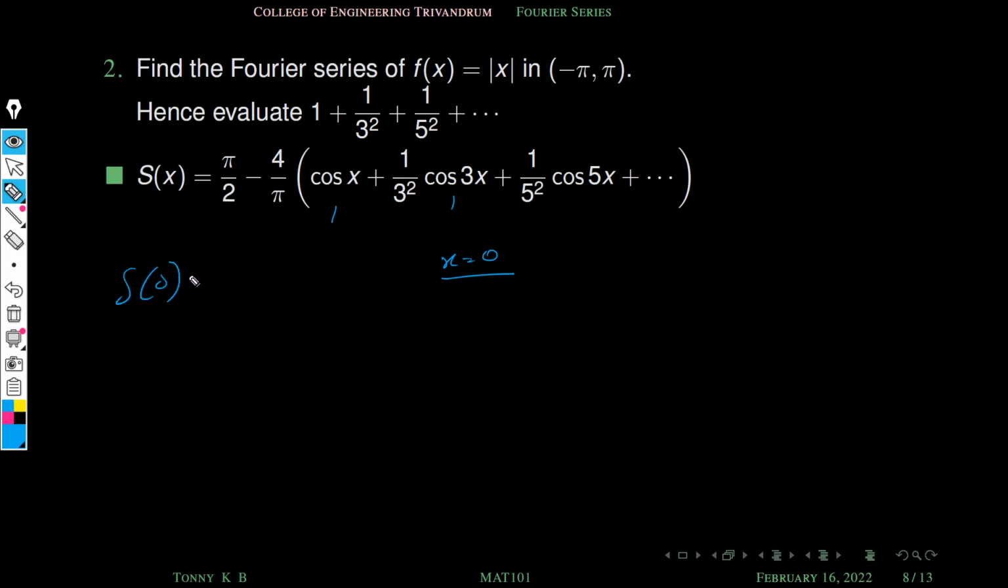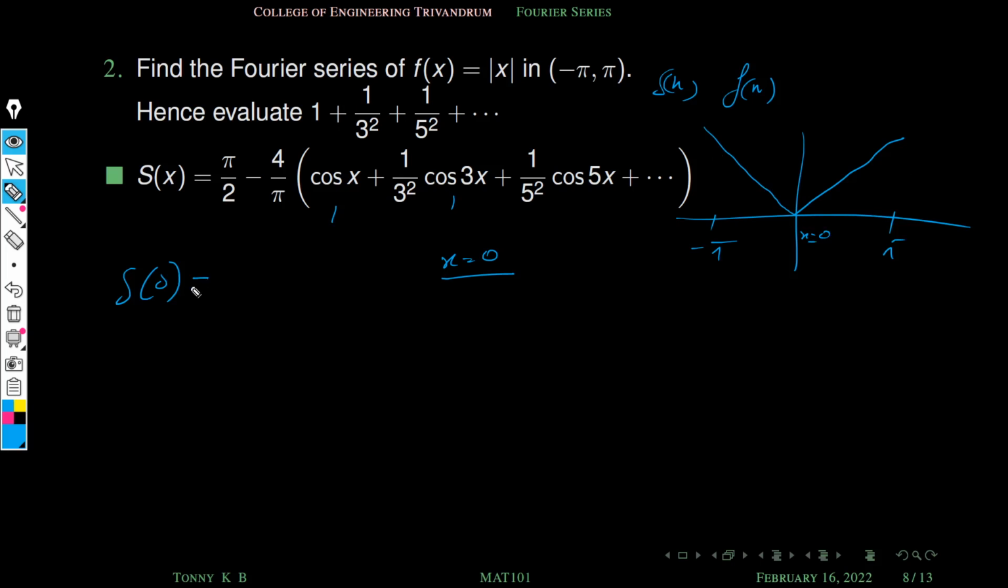And we know there is a relation between S of x and f of x. If f of x is continuous, then they are the same. Otherwise, we have to take the average. Then what about this function? What is the graph of this function in the interval minus pi to plus pi? We know that mod x is like this. This is the graph of mod x. It is clear that mod x is continuous everywhere in this interval, especially at x equal to 0. Clear. So when x equal to 0, our function is continuous.